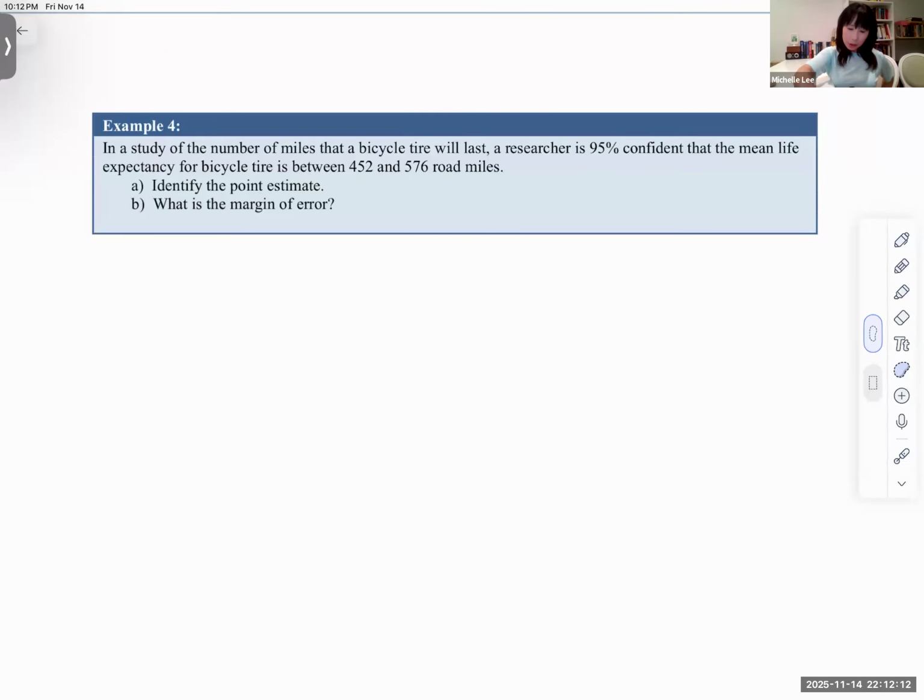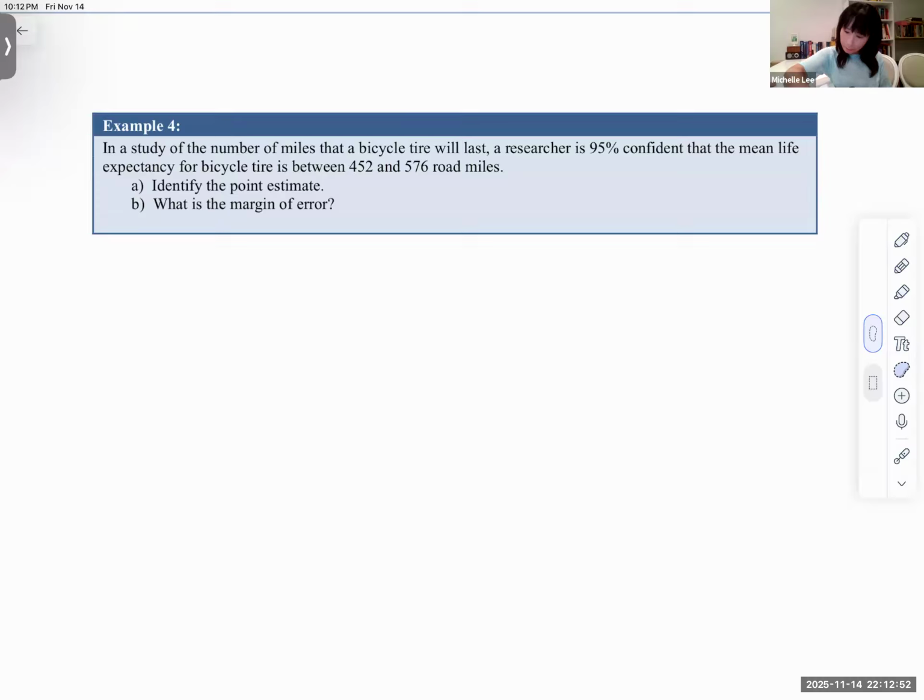Okay, so let us do this example. In a study of the number of miles that a bicycle tire will last, a researcher is 95% confident that the mean life expectancy for a bicycle tire is between 452 and 576 road miles. Okay, so identify the point estimate.